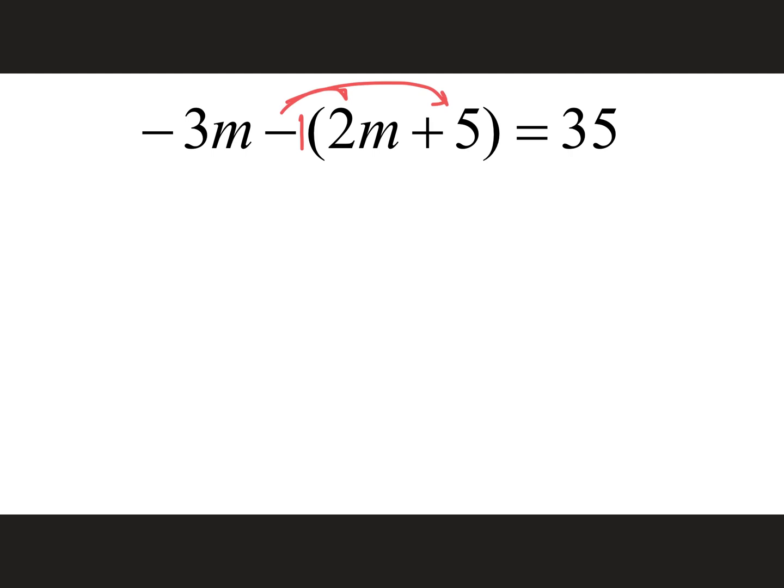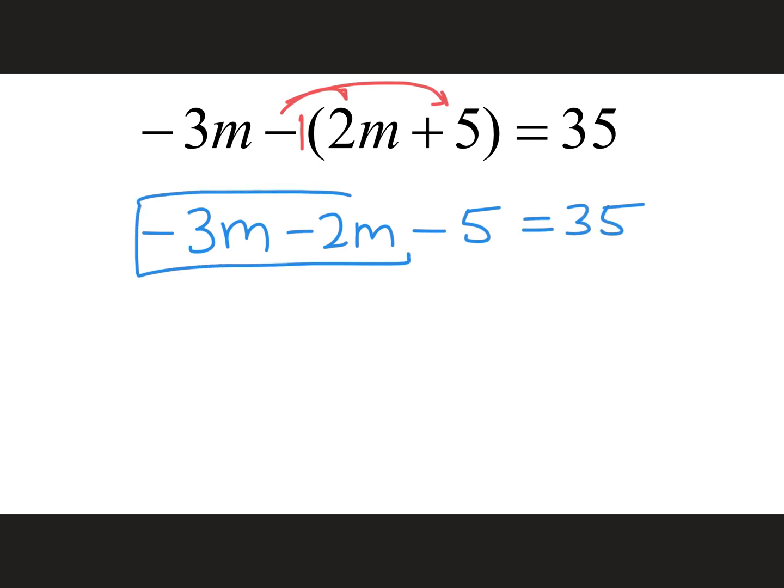So here we go. Negative 3m. And then negative 1 times 2m is negative 2m. Negative 1 times 5 is negative 5. Equals 35. And I am going to combine like terms. Looks like they're both negative, so a negative 3 and a negative 2 gives me a negative 5m minus 5 equals 35. All right, let's finish this up real fast.